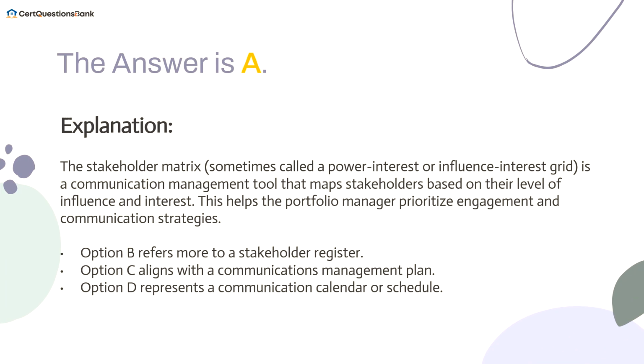The answer is A. The stakeholder matrix, sometimes called a power interest or influence interest grid, is a communication management tool that maps stakeholders based on their level of influence and interest. This helps the portfolio manager prioritize engagement and communication strategies. Option B refers more to a stakeholder register. Option C aligns with a communications management plan. Option D represents a communication calendar or schedule.